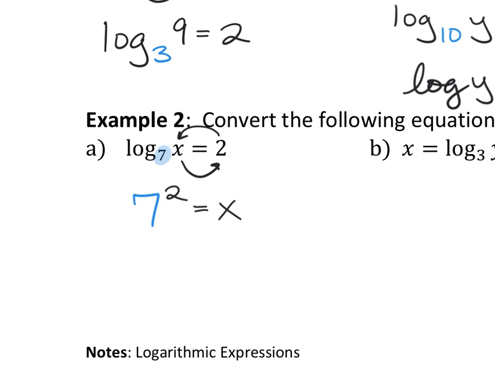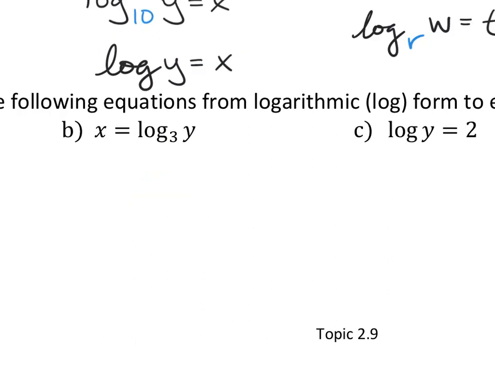That make sense? Let's have you try B, C, and D again on this row, switching from logarithmic to exponential form. For B, what is the base? 3. And then we're going to loop the others. So when we loop the others, the letter that should go next to the 3 now is x, and then it should be equal to y.